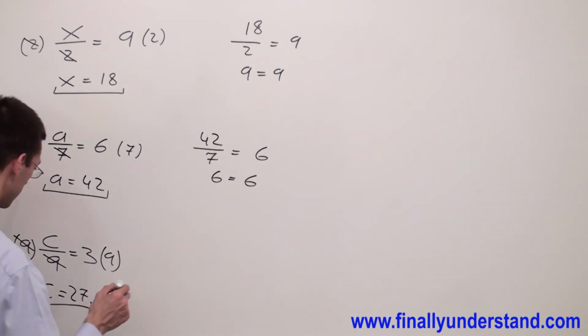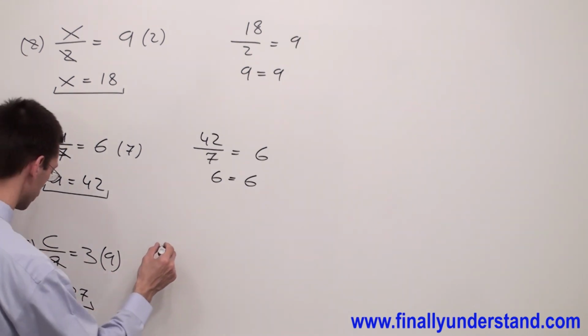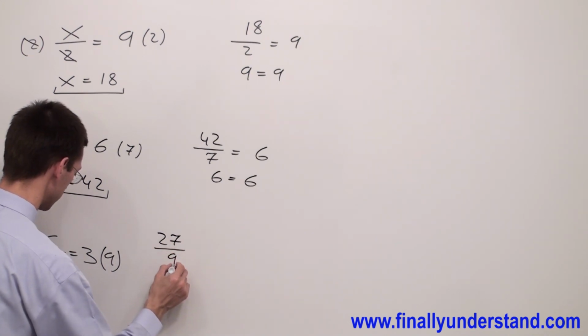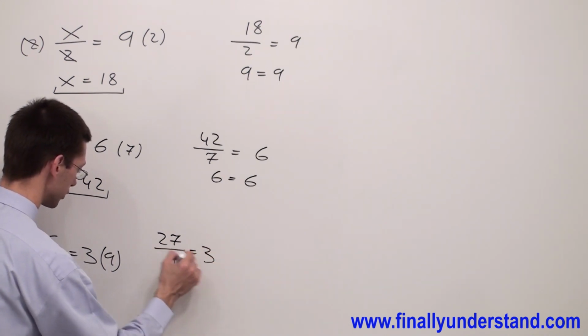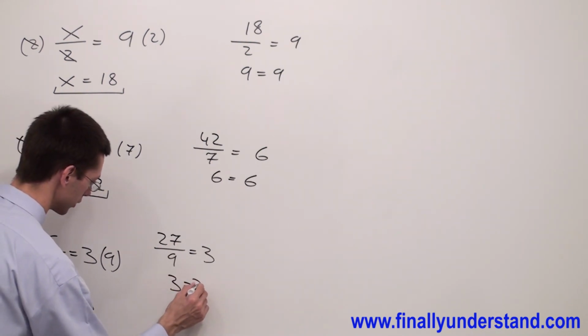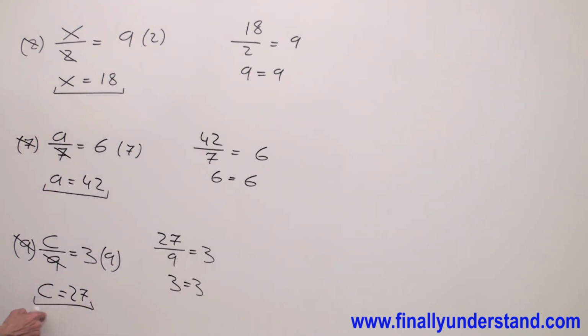The original problem was c divided by 9 is equal to 3. So let's check if this is correct. I'm going to have 27 over 9 is equal to 3. 27 divided by 9 is 3. 3 is equal to 3. Left side is equal to the right side. That's why this is the correct answer to my problem.